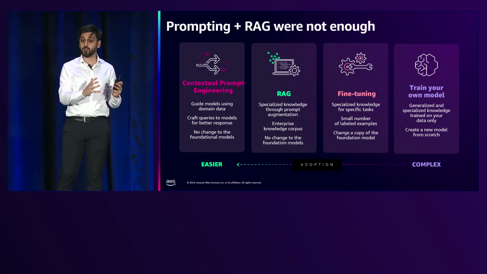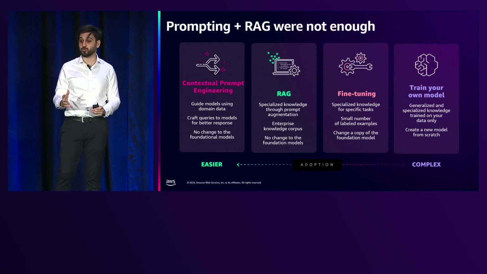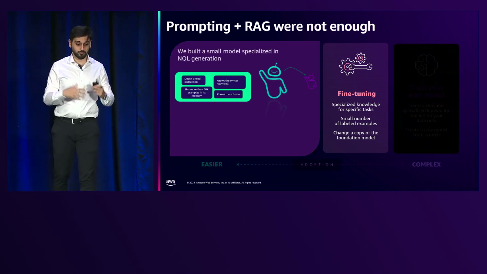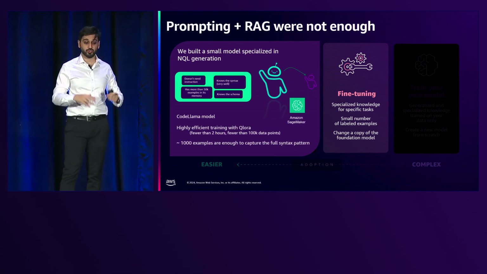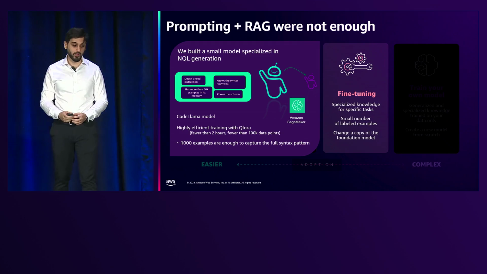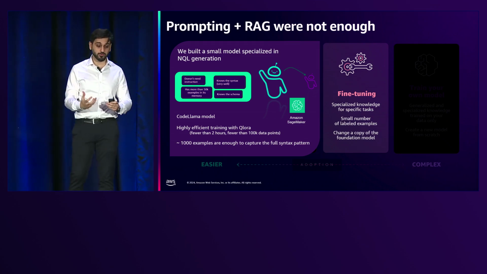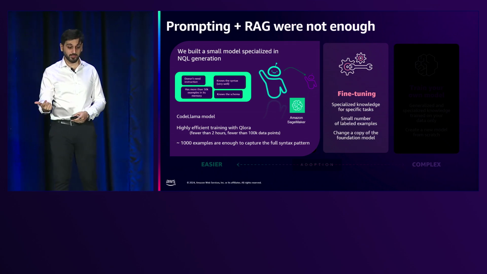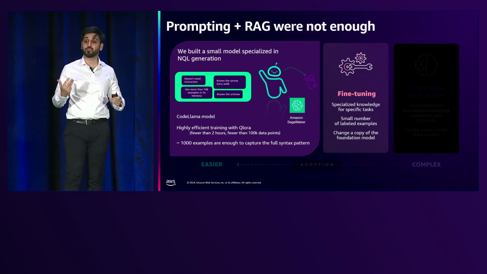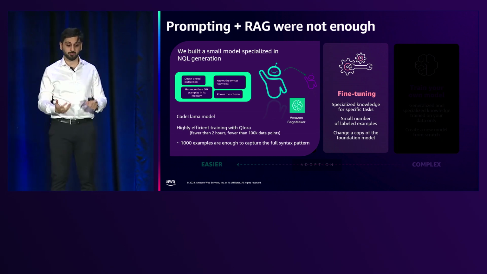So prompting and RAG were good, but not good enough for what we wanted to do. So we've moved on to fine-tuning a model. We've built a small model specialized in NQL generation based on Code Llama models using Amazon SageMaker. And this model now is smaller, better, more concise. It doesn't need instruction. It does know the syntax quite well. It has the schema there, and it has more than 50,000 examples of our data set in its memory.